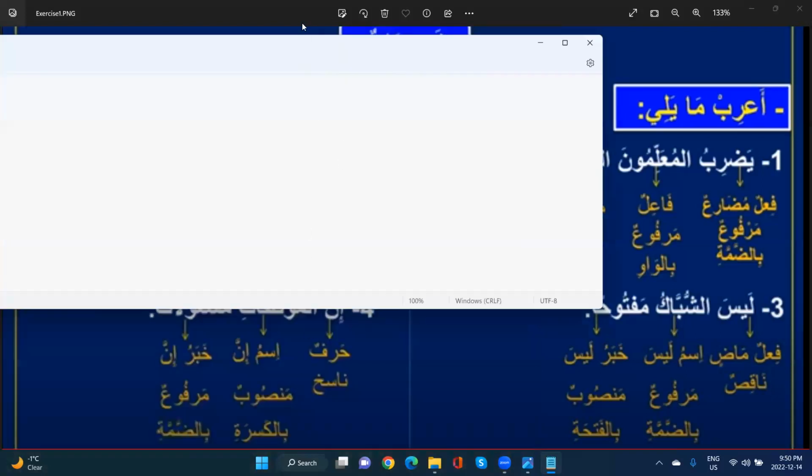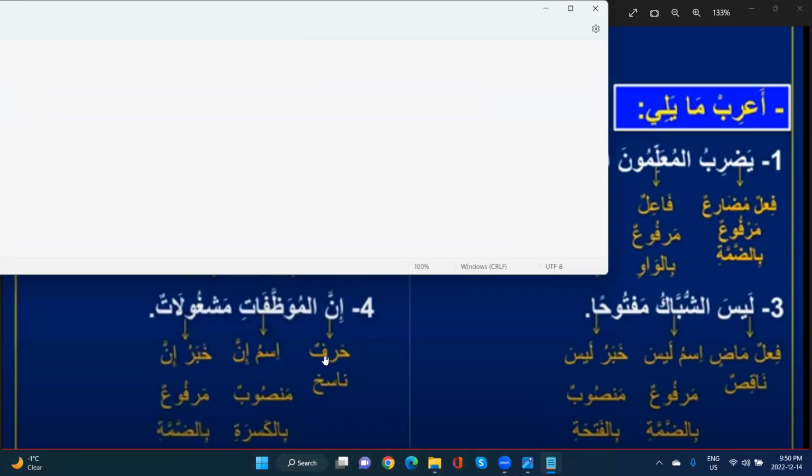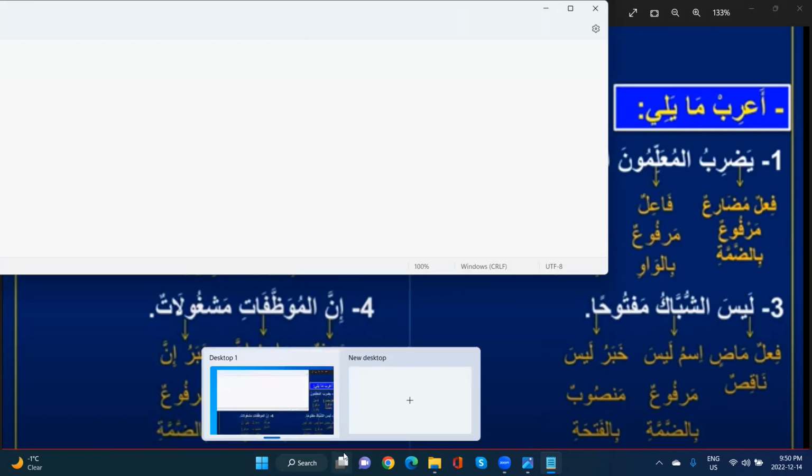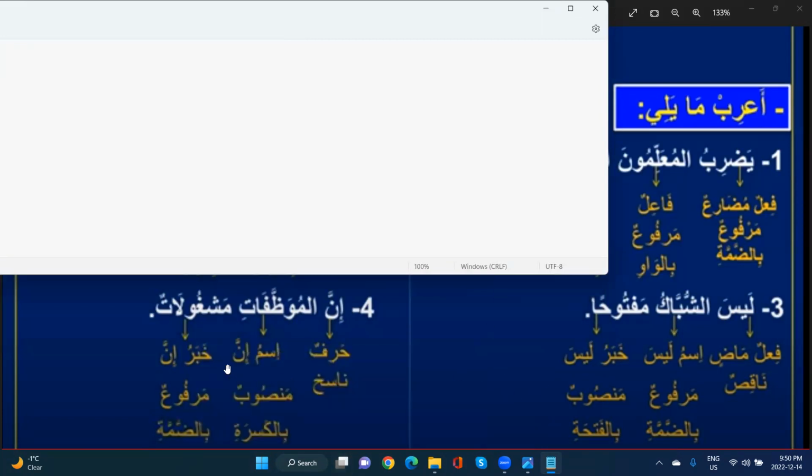So here we can see that inna is harfun nasir, meaning it gives the nasab, right? So ismu inna is mansub bil kasra and khabru inna is marfu bil damma. Because what is the rafa of feminine? Jama salim muannas, muslimatun, right? Mashghulatun. Good.